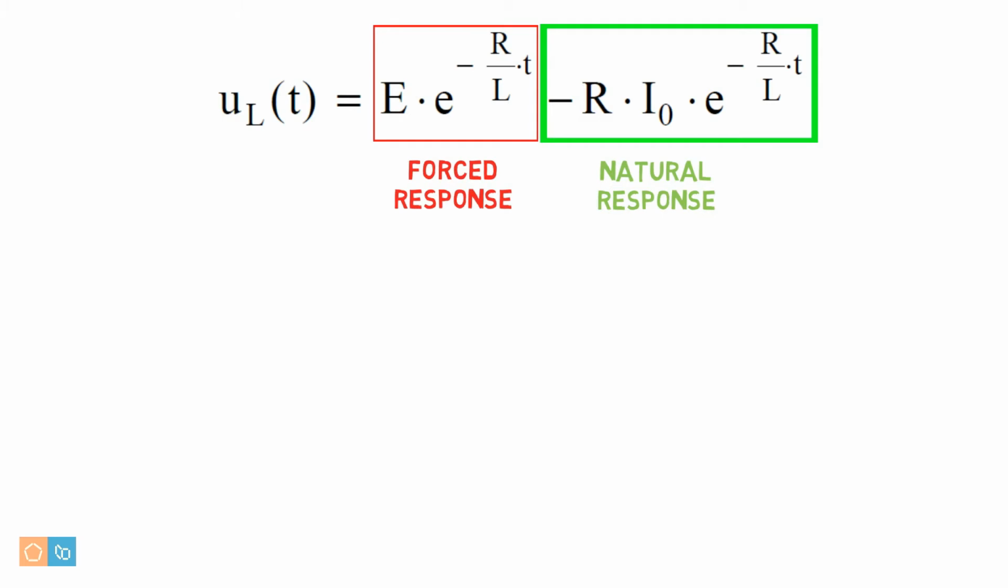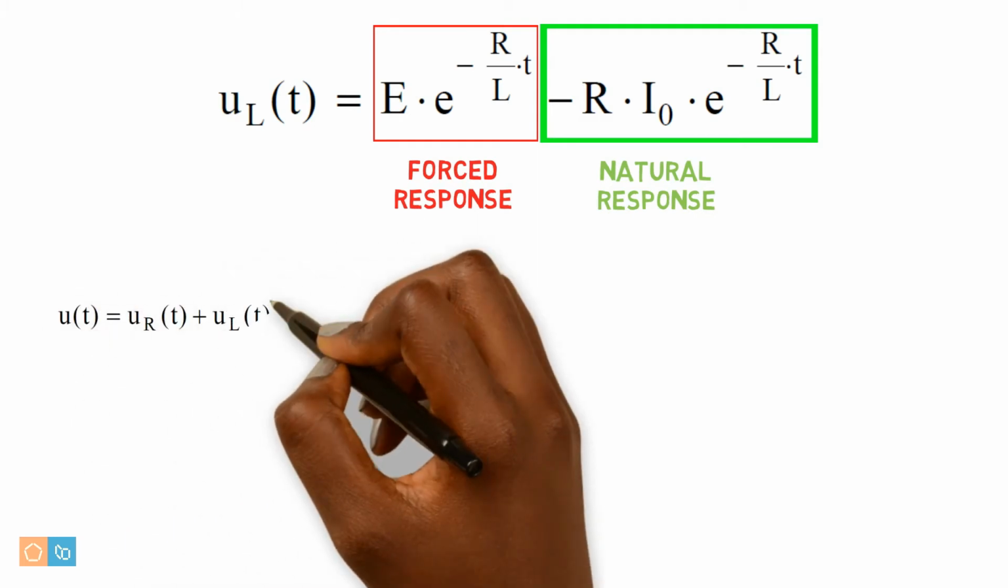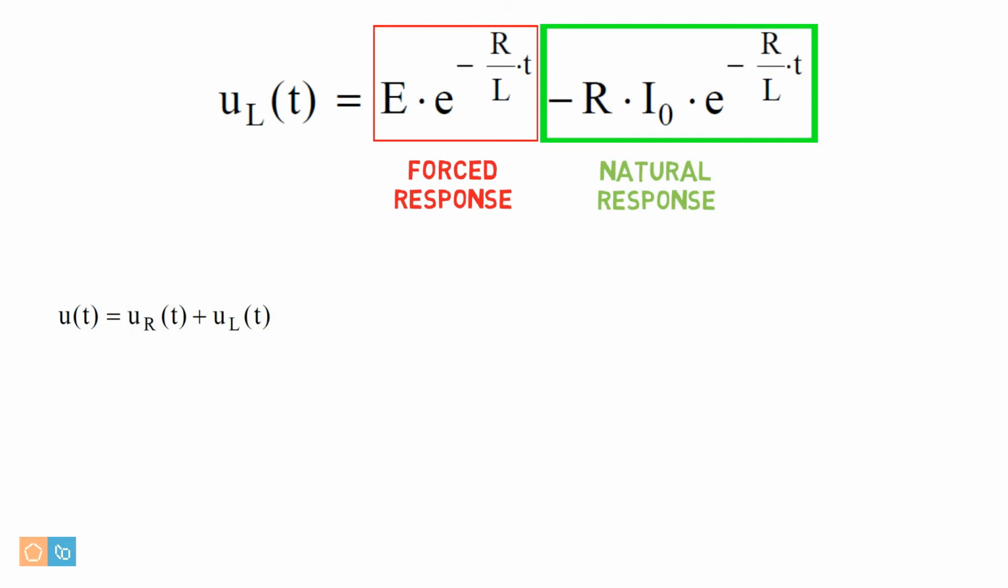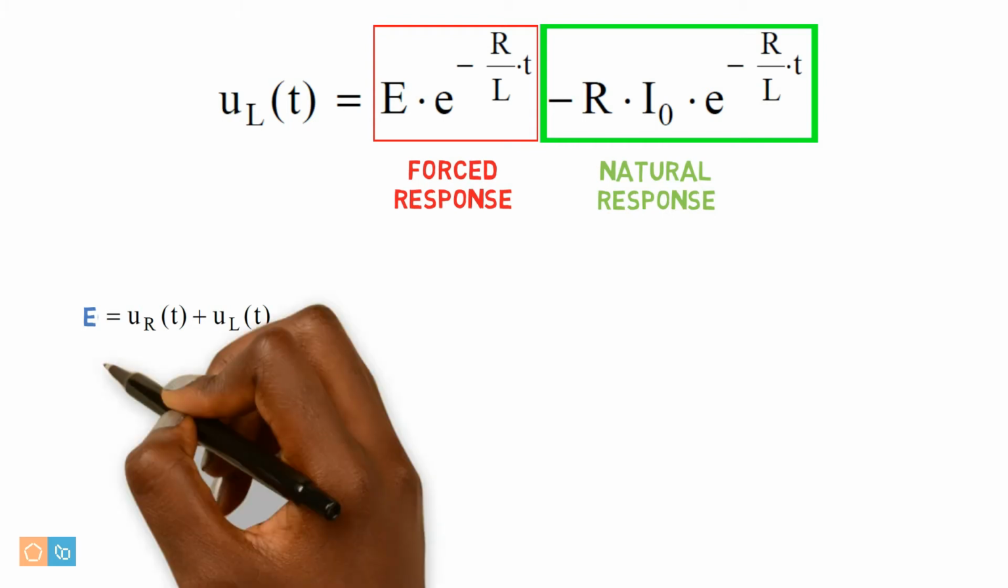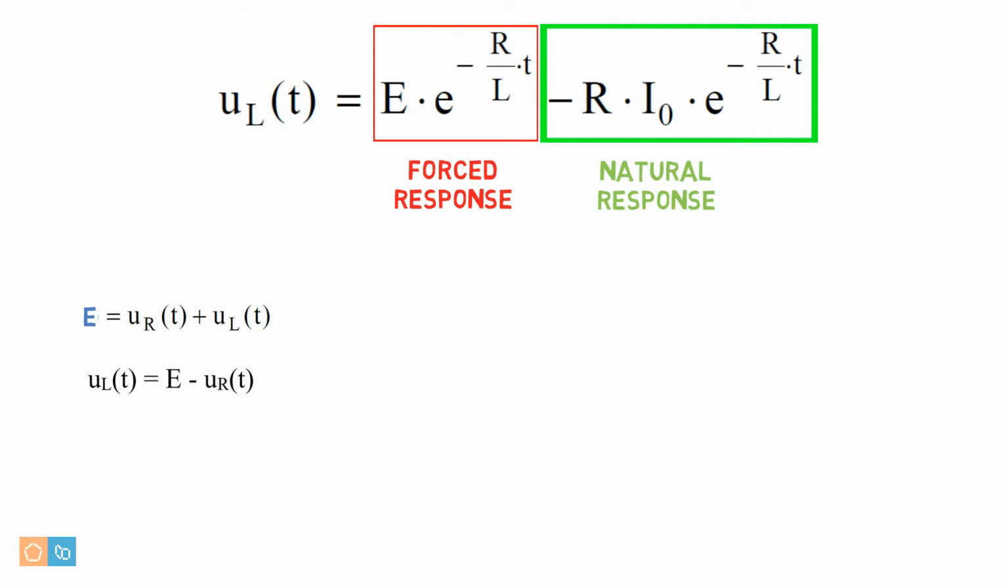Well, but how do we get to it? It's easy actually, through the equations that we went through before. The voltage U is equal to the sum of the voltage UR across the terminals of the resistor with the voltage UL across the terminals of the inductor. Since U equals E for t equal or greater than 0, we can rewrite this expression in the following way. UL equals E minus UR.